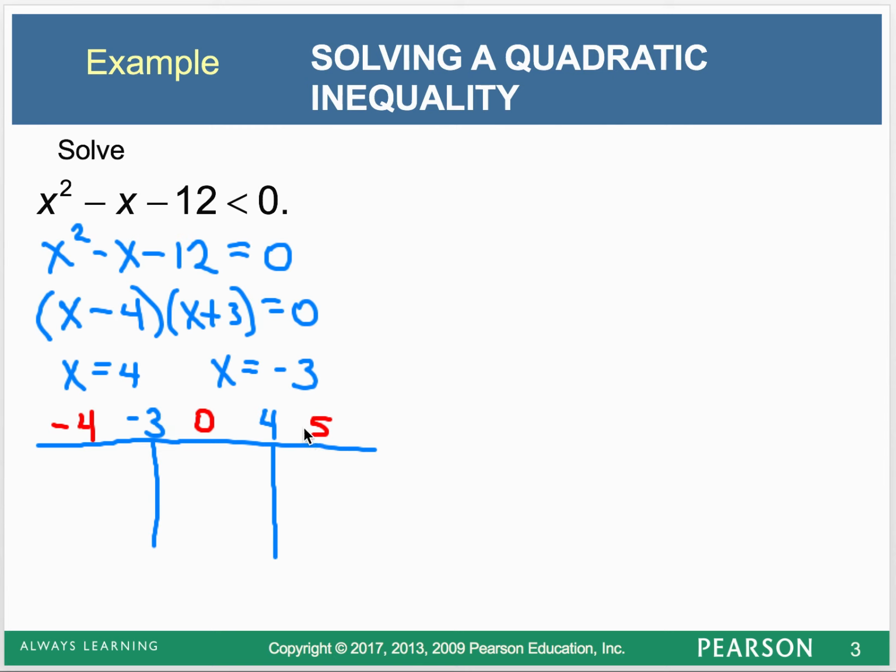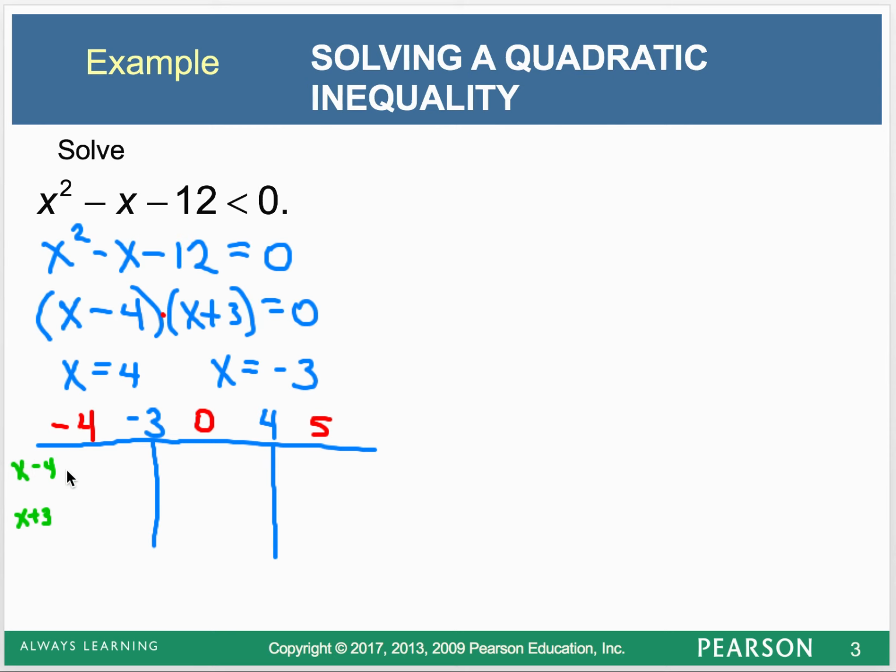Okay, and I'm going to test the sign of each of these factors, because if I can find out this is negative and that's negative, then I know the whole thing is positive when I multiply them. So I'm going to test x minus 4 and x plus 3. Okay, so I'm going to plug in a -4 here.